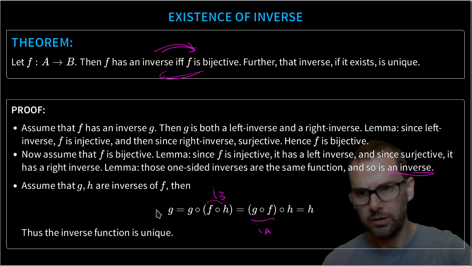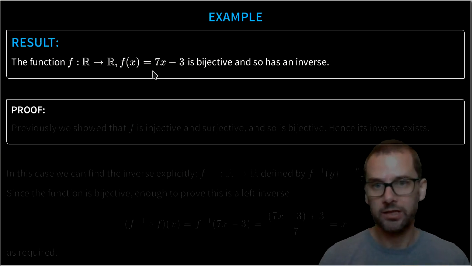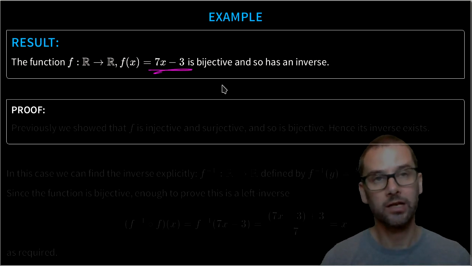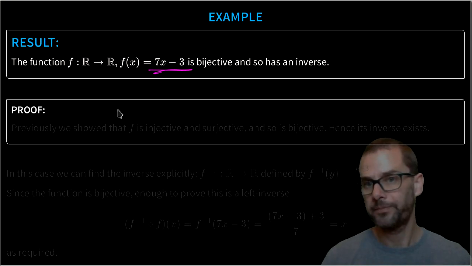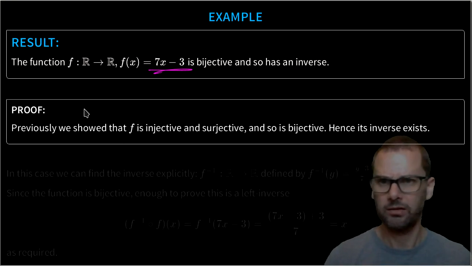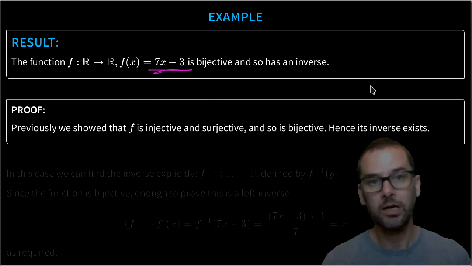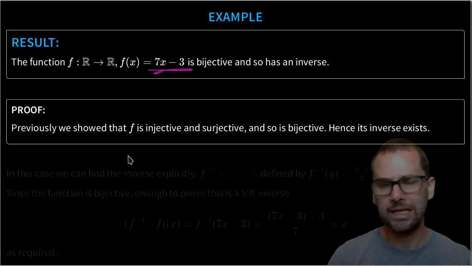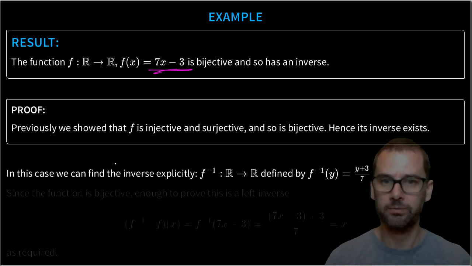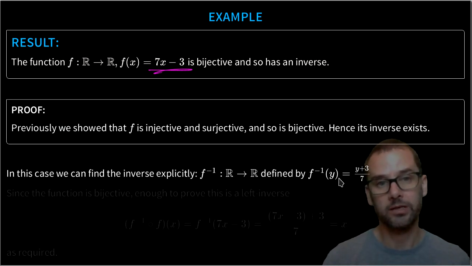Now let's look at a quick example of this. We've seen from previous lectures that the function from the reals to the reals defined by 7x minus 3 is bijective, and so we know it has an inverse. Previously we showed it was injective and surjective, and so bijective, and by the previous theorem that tells us the inverse exists. In this case the function is sufficiently clean that we can write out the inverse explicitly. The inverse function from the reals to the reals is defined by f minus 1 of y is y plus 3 over 7.